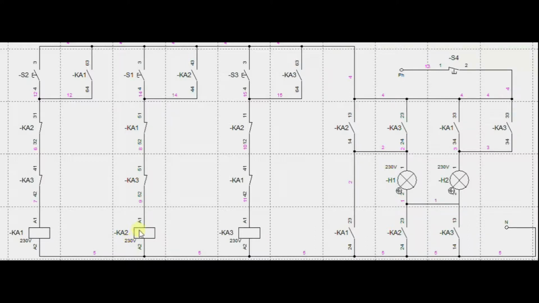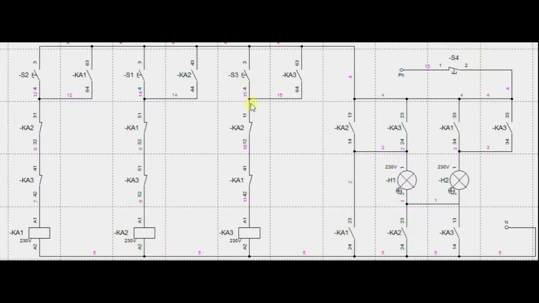The contactor KA2 is on, meaning it's going to put on only H1, and that's why you see here. So it's going to close the contact KA2, and here we also have KA2, so these two contacts will be closed and H1 is going to be on.